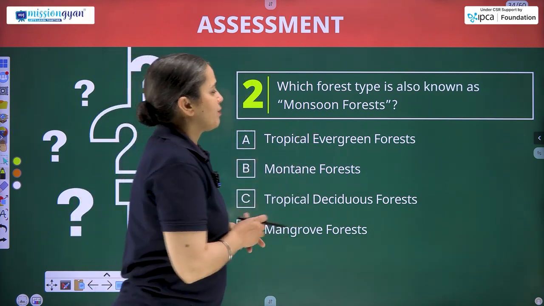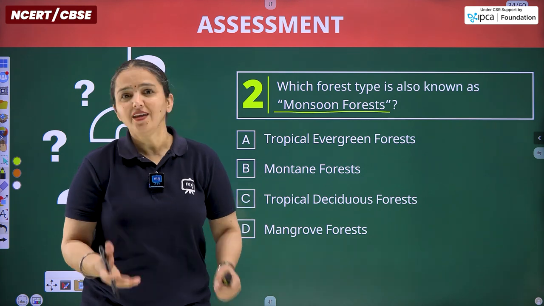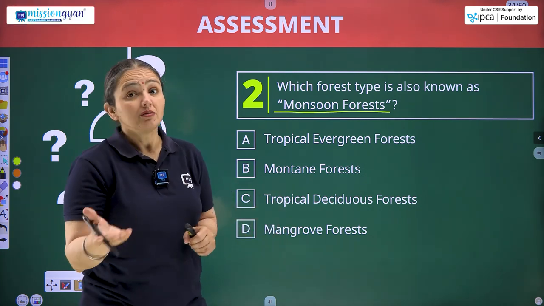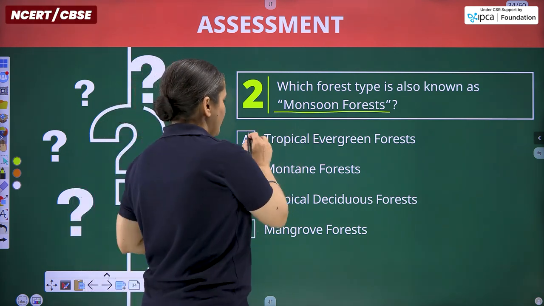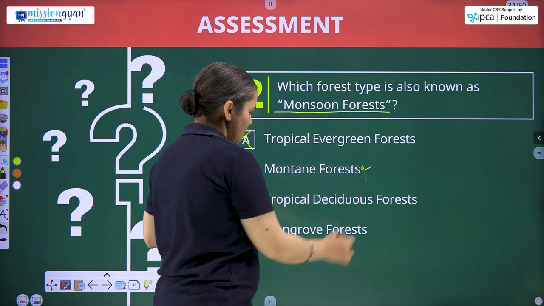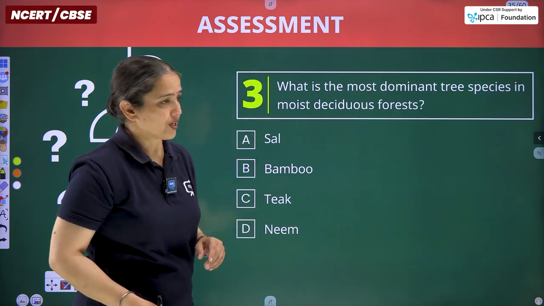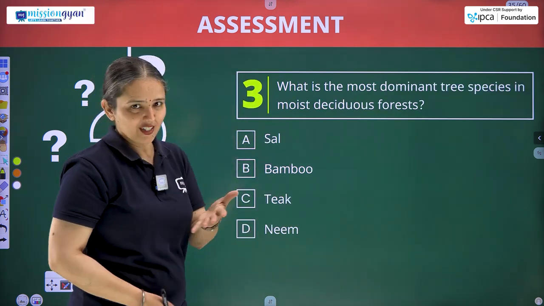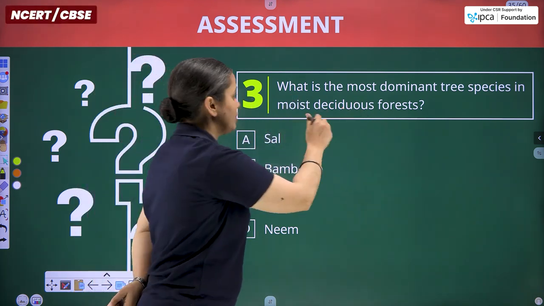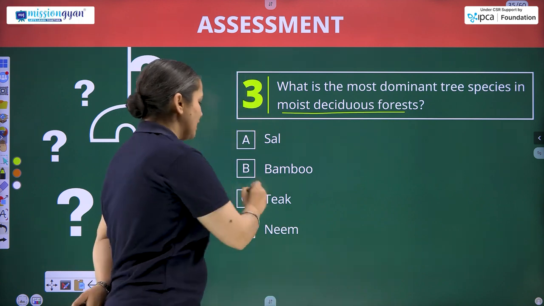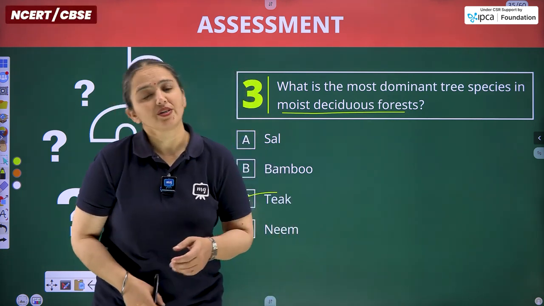Second question, which type of forest is also known as monsoon forest? Without any confusion, it is the evergreen forest. No, we are talking about the deciduous forest. So, tropical evergreen, no, we have not discussed this. And our answer is tropical deciduous forest. Last question for the day. What is the most dominant tree species found in moist deciduous forest? So, that is teak only, although it is found in the dry deciduous forest as well.